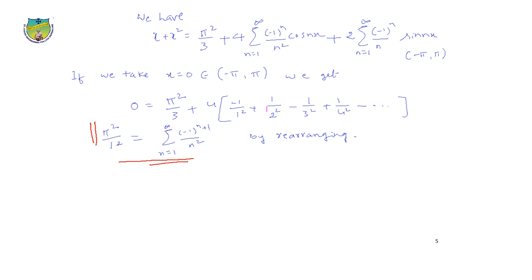which if we expand by substituting n equal to 1, 2, 3, we get minus 1 by 1 square plus 1 by 2 square minus 1 by 3 square, etc., which leads to pi square by 12 is equal to summation of (-1)^(n+1) divided by n square. So that completes the problem number 2.